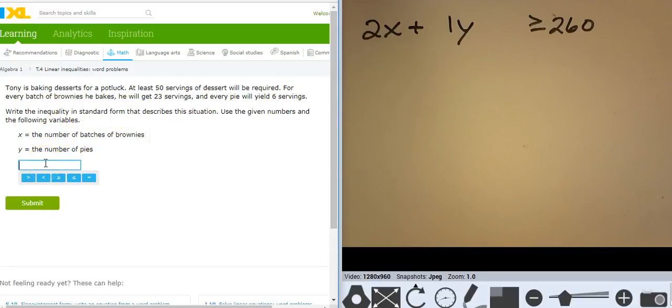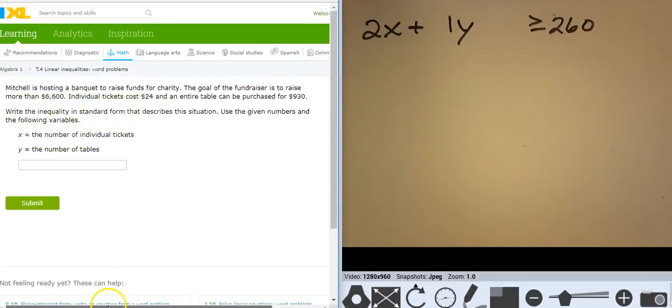50 servings, a batch of brownies, you'll get 23 servings, and a pie will get 6. So 23 for the brownies, plus 6 for the pies. At least, he needs at least 50, so he needs greater than or equal to 50. Well done. What am I up to now? Are these ever going to change?